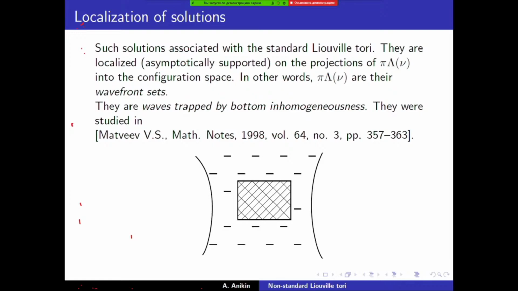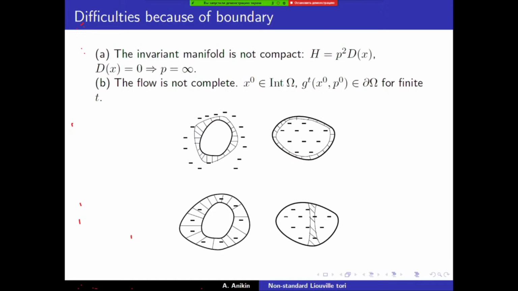So the wavefront set here is localized outside of the boundaries of our domain. And such a situation was studied in a paper by Matveev. But what we need is to study solutions whose wavefront sets lie near the boundary or some parts of the boundary of our domain, like here.